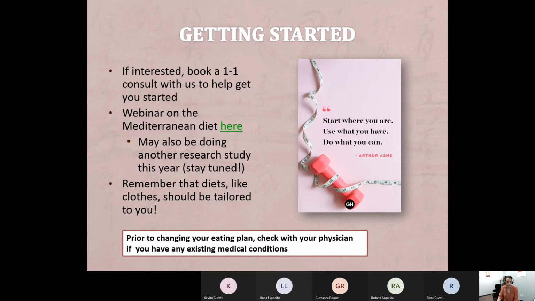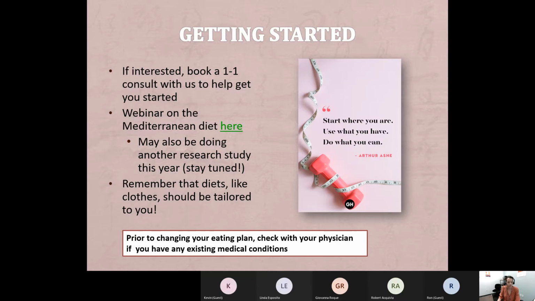So if you're trying to get started, definitely if you're here live, I think everybody here is still meeting with us or has been meeting with us. But if you're watching this later, if you're interested, book a one-on-one consult to get started with us. We do have a whole webinar on the Mediterranean diet here. That was from last month. So if you're interested, we might be doing another research study as well.